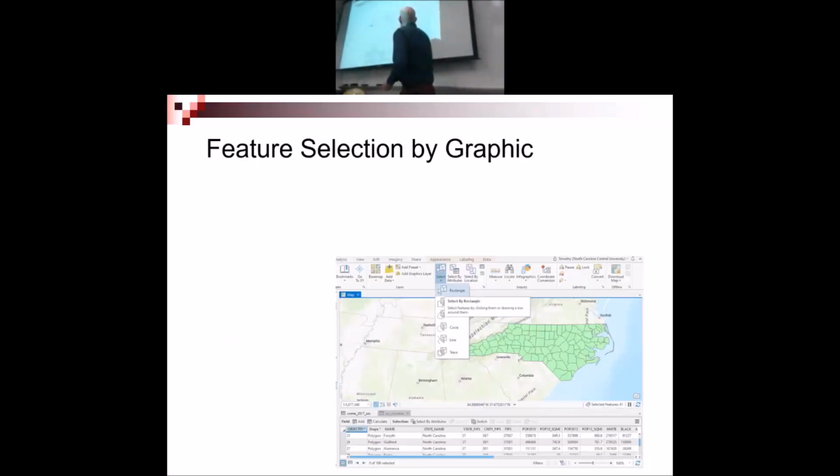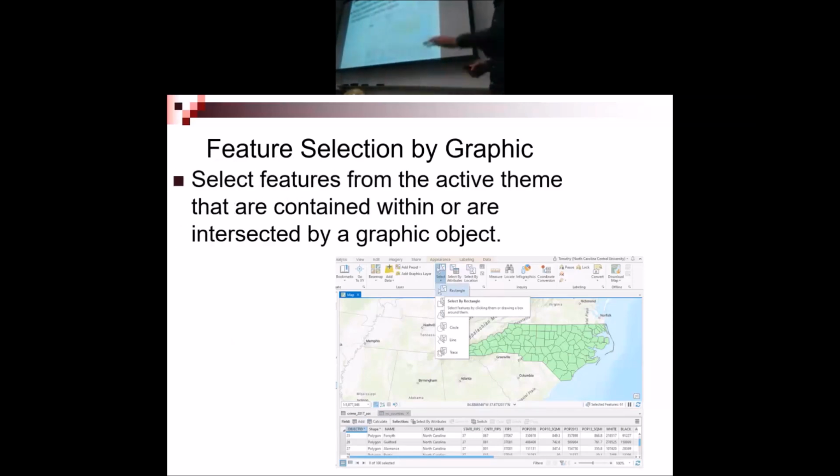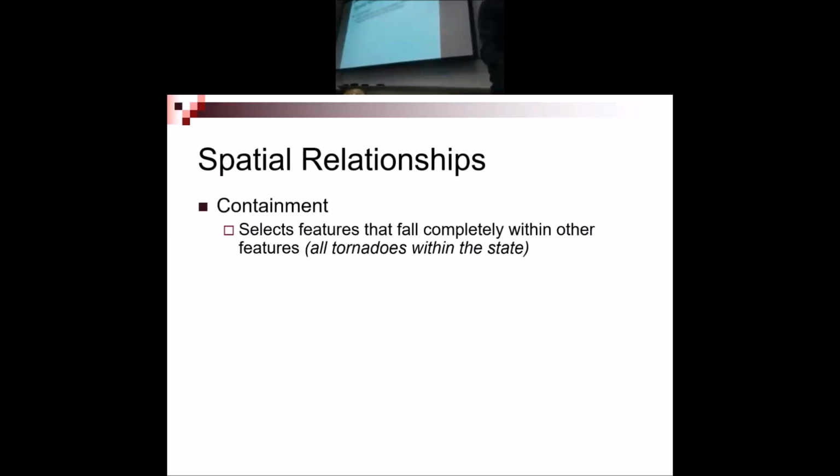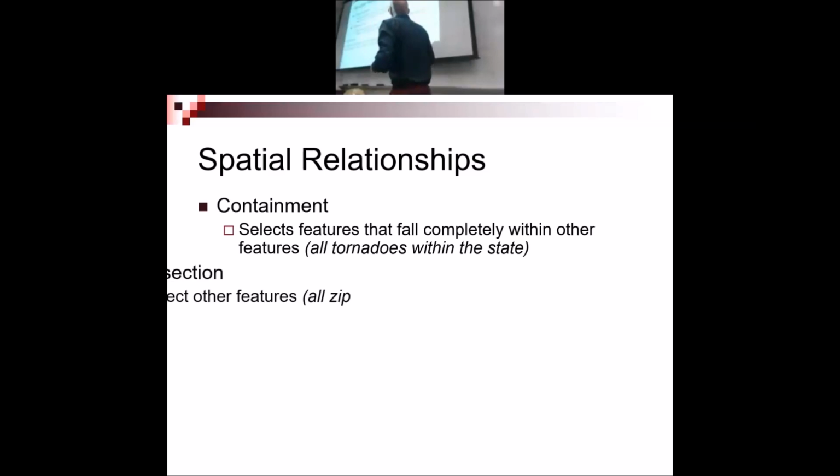I can select by rectangle. So let me pick this rectangle right here and look at this. So I can select features from the active theme that are contained within a particular object, by lines, circles, boxes, polygons. Hey, let me just go pick out these counties right here. But the most important thing is that we can look at spatial relationships. So it selects all features that fall within other features. Let me find all tornadoes within the state.